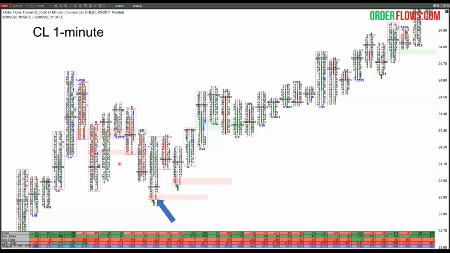Same thing here. Crude 1-minute chart came down, tested this low, boom. Trapped traders start going up, more trapped traders. Market makes a nice 50-cent rally.